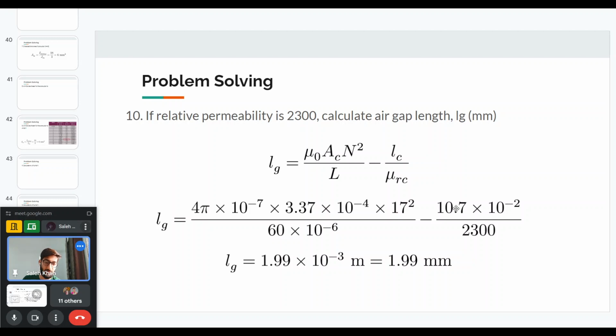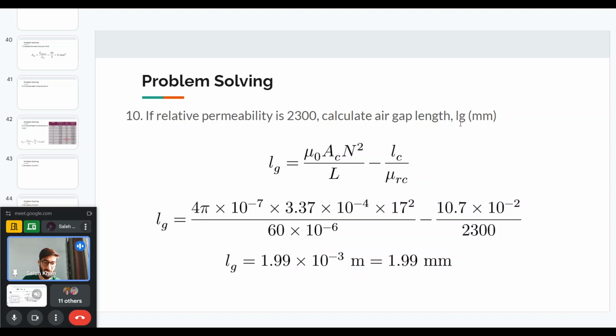So converted into meter, it will be 10.7 times 10 to the minus 2. And then the relative permeability is given as 2300. So this is dimensionless, it is just 2300. And then you calculate this, you get 1.99 times 10 to the minus 3 meter.